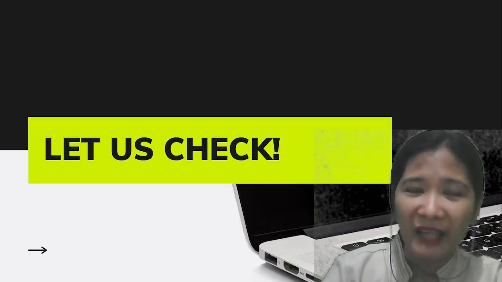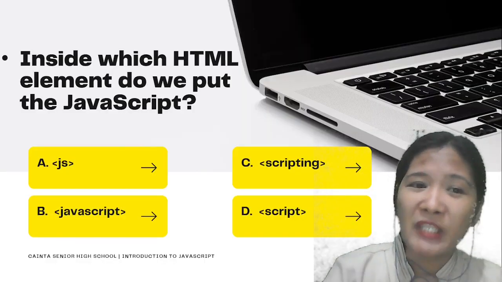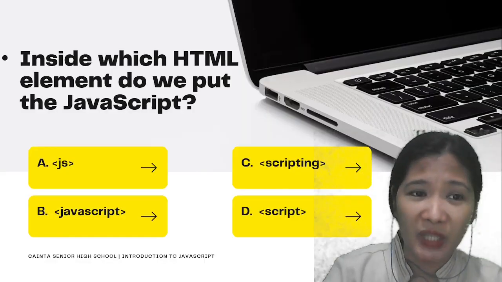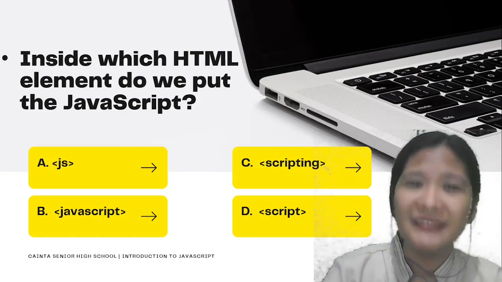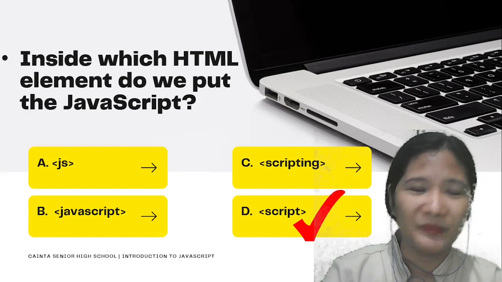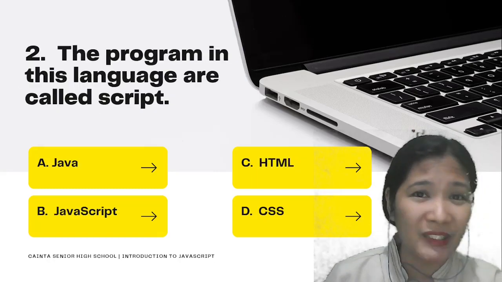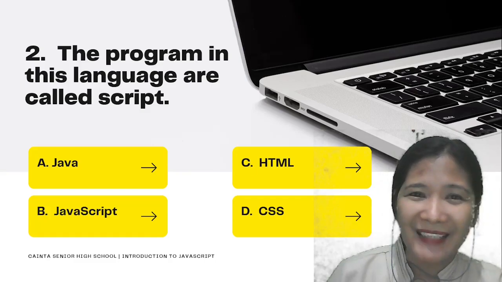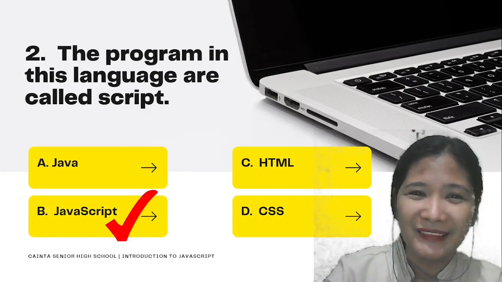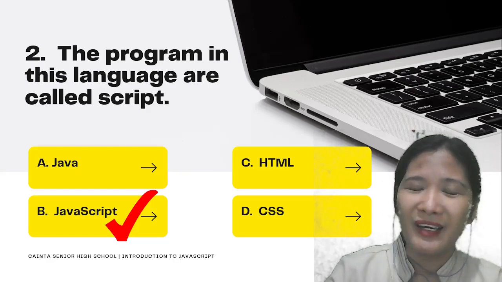Now, let us check your answers. For number 1, inside which HTML element do we put the JavaScript? The correct answer is, yes, you got it correctly. It is placed inside the script tag. For number 2, the programs in this language are called scripts. What is the correct answer? The correct answer is JavaScript. Did you get it correctly?